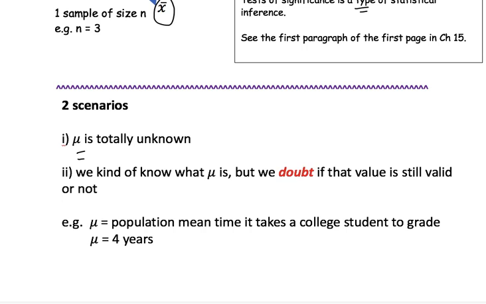And the other thing is we kind of know what mu is, but we don't think that value is true anymore. For example, mu is the population mean time for a student to graduate. So everybody thinks it takes 4 years to graduate. So mu is 4 years. But as a researcher, I don't think it's true anymore. I think because everybody works so much these days, so many part-time jobs and things like that, it takes more than 4 years for a student to graduate. So I don't think this 4 is true anymore. So as a researcher, I need to collect data, collect evidence to show that mu is not 4 anymore.